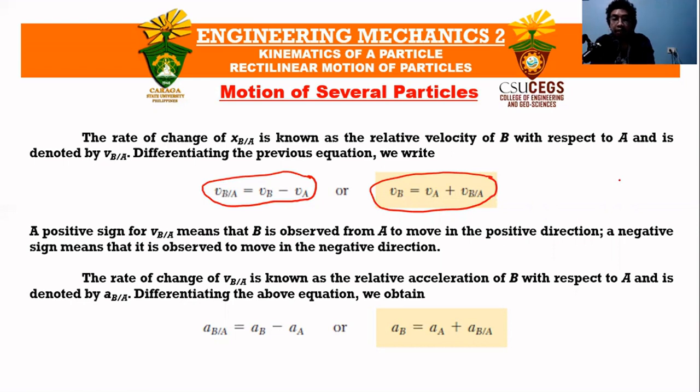Likewise, if we determine the rate of change of vB/A, that is known as the relative acceleration of B with respect to A, and is denoted by aB/A. So differentiating the above equation, we obtain the relative acceleration of B with respect to A is equal to the acceleration of particle B minus the acceleration of A, or the acceleration of particle B is equal to the acceleration of A plus the relative acceleration of B with respect to A.